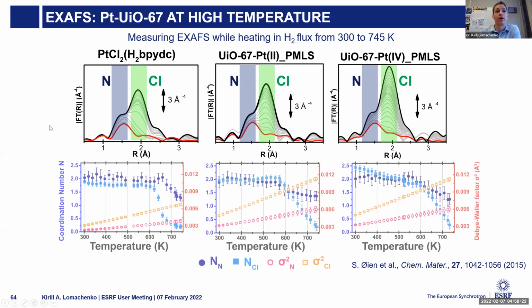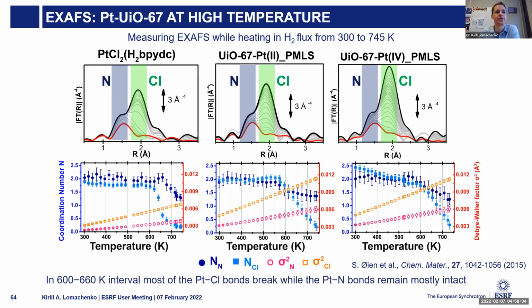Okay, so using this strategy, we can fit the sequences of the data, and we see now that it starts making much more sense. And we see that indeed there is some interval between 600 and 660K, where most of the platinum-chlorine bonds break and platinum-nitrogen stay almost intact. Here you see that the dependence of coordination numbers is pretty reasonable. For the platinum 4 MOF, you can see that already in the beginning we lost quite a lot of chlorine. So you don't start with 4 of them, but you start with roughly 2.5.